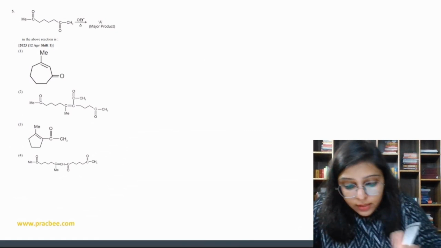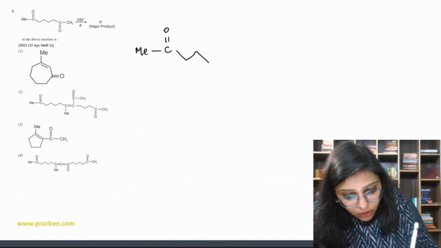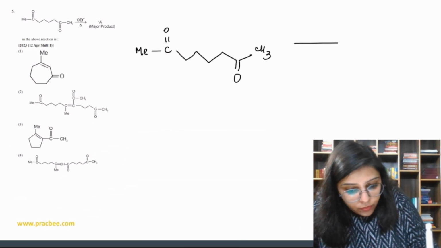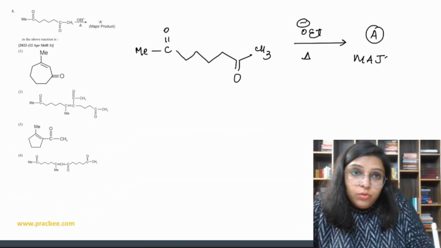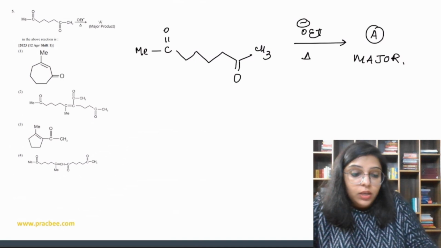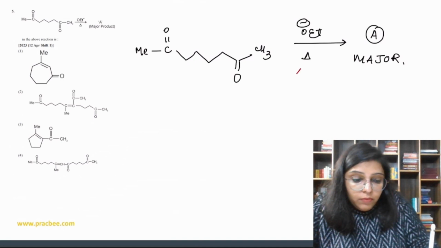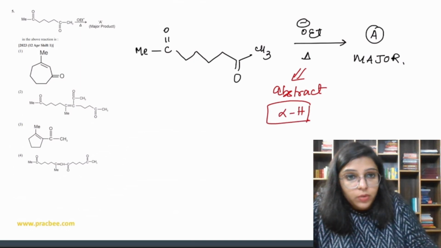Okay, question says we have this Me C double bond O, then 1 2 3 4 double bond O and CH3, OEt minus and then heat, and we have A as the major product. So how to solve this? So see, OEt minus, in the presence of heat, its main function is to abstract hydrogen. Abstract alpha hydrogen. So see, just try to identify alpha hydrogen.